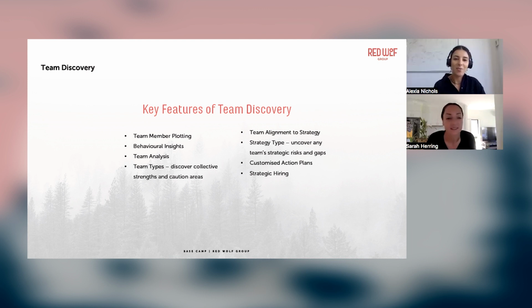Alrighty, so as we wrap up, I just wanted to go through some of the key features of team discovery, and for those of you who have been on the calls for the last couple of weeks, just to reiterate all the amazing things that you can do through the team discovery tool. So we can look at that team member plotting, so we can start to see the team's formation, get the behavioral insights in terms of their strength areas as well as their gap areas. Look at it from that team analysis perspective. Do we need to hire more people who sit in maybe different quadrants? Who are our next team members? Who do they need to be?